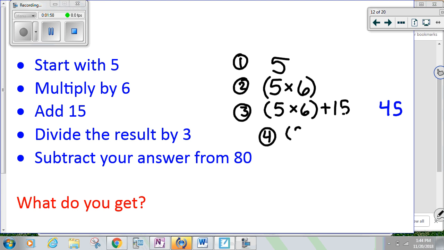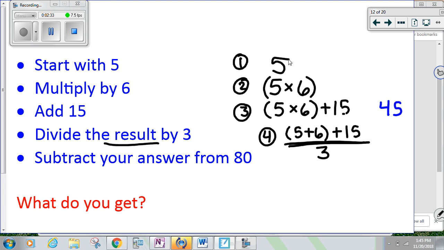Now this is really important. So dividing the result by 3, I have to be careful. I don't just want to do this, right? Because that says I'm just dividing 15 by 3. This says divide the result by 3, which means I need to divide everything I've done so far by 3. So that's going to look like that. You might see the quantity divided by 3. You might see all divided by 3. Those are some key phrases that you're going to see for this.